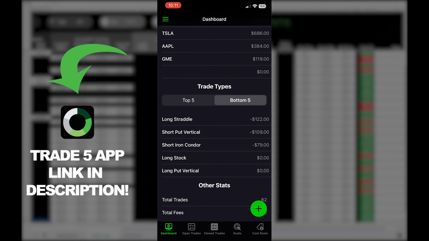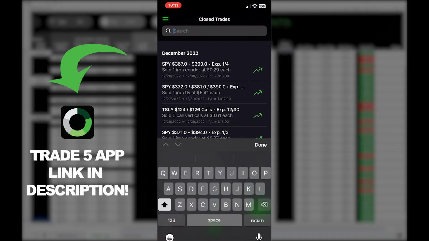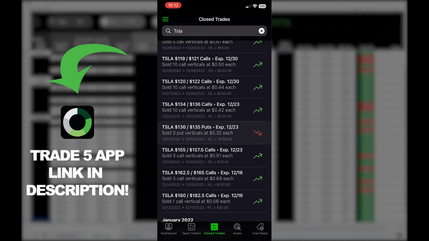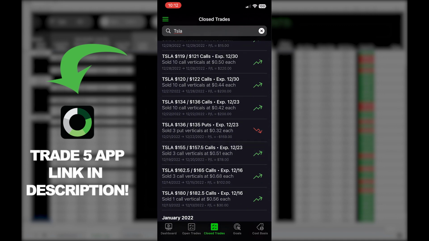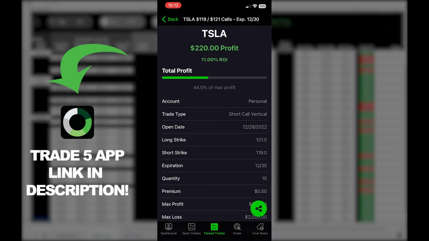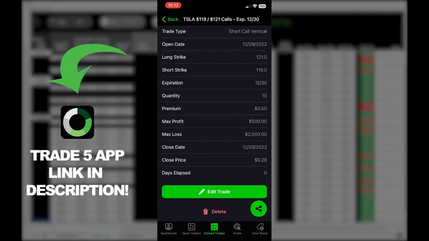I go over to the closed trades, and if I just type in Tesla, or the ticker symbol Tesla, you can see all my trades for December. These are the same ones that I showed you on the trade log, but it gives all the details. So I can just tap on one and you can see all the details for this particular trade. You can share it, you can edit it as needed.